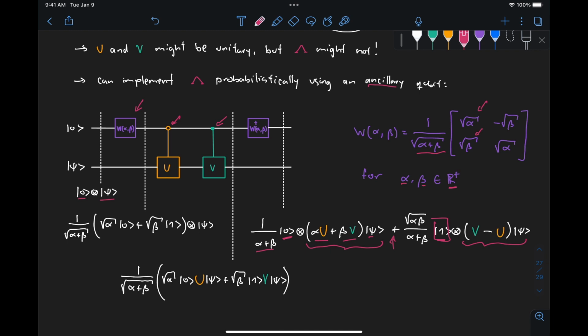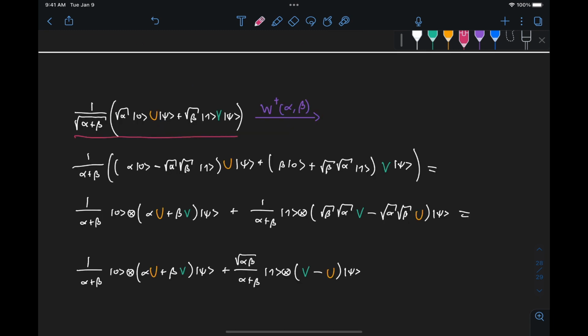Now, if you're wondering how we arrived at this expression here, I'm not going to go through all the details, but I'm going to show you all the steps in case you want to pause the video and see how to derive this equation. So here is the state before applying that transpose conjugate of w, and here are the steps that we need to follow to arrive at that final expression, where in the auxiliary qubit 0, we have the state psi times that linear combination of the unitaries u and v.